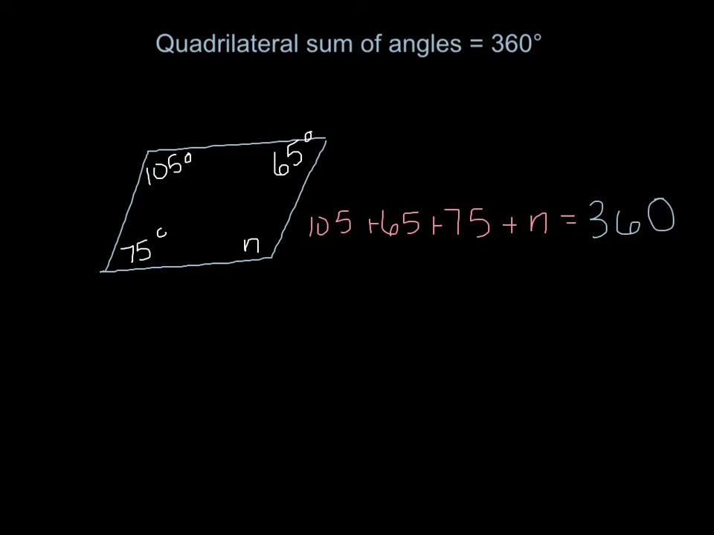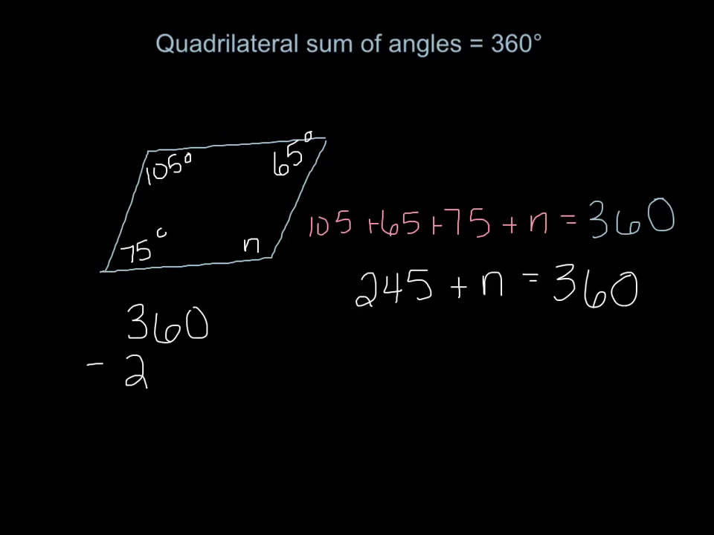So the sum of 105 plus 65 plus 75 should be 245. Then we still have n equals 360. And to find n, we just subtract 245. So we do 360 minus 245 and we will get 115 as our answer. So n should equal 115.